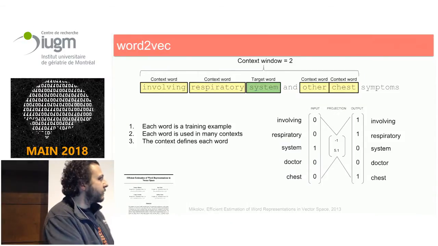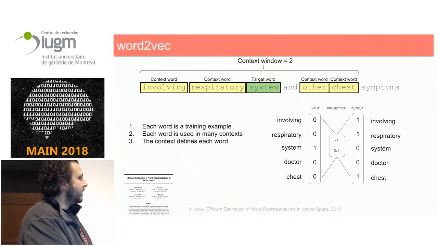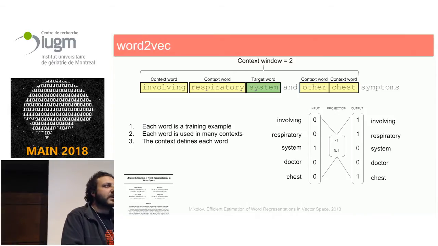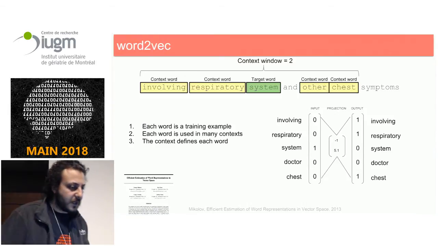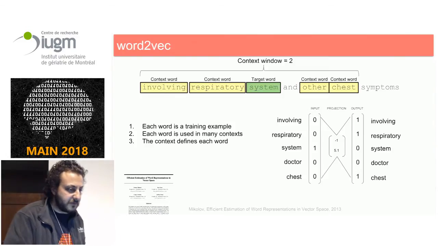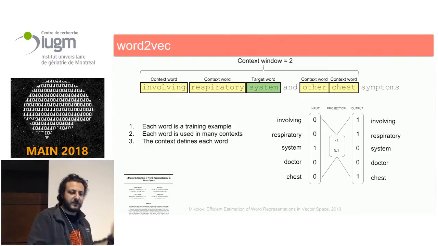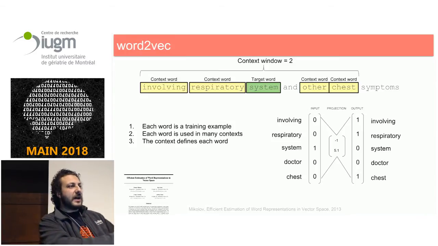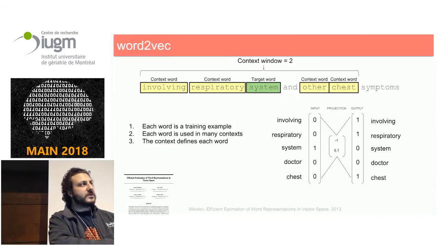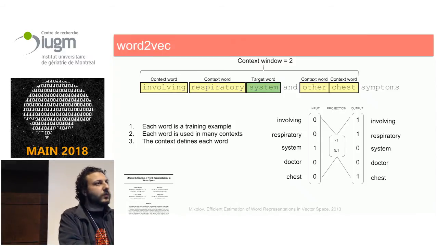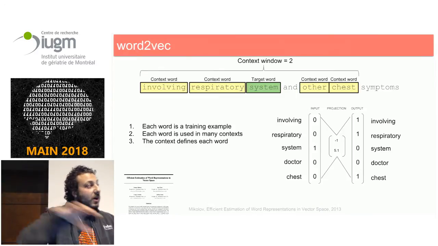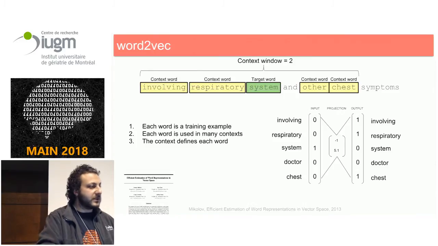If we then use that kind of representation in the word2vec fashion, what we want to do is learn a representation for each word based on the context of that word. We have this example sentence at the top, just a snippet from some larger text, involving the respiratory system and other chest symptoms. Here we slide through all the words in our corpus and focus on one, our target word. Then we predict the context of that word using this word2vec model, which is just a linear autoencoder.